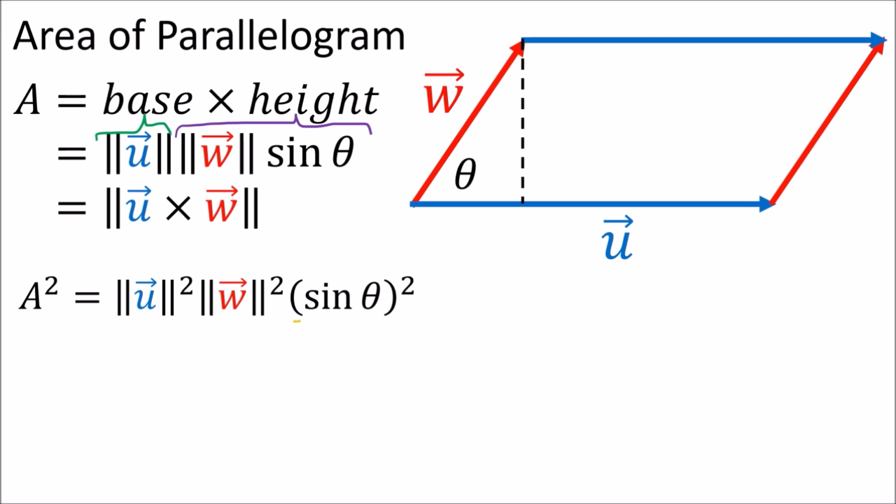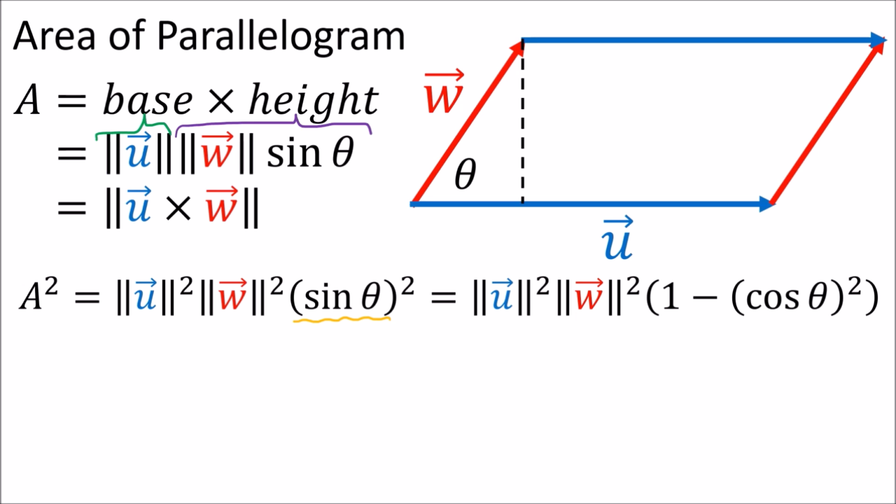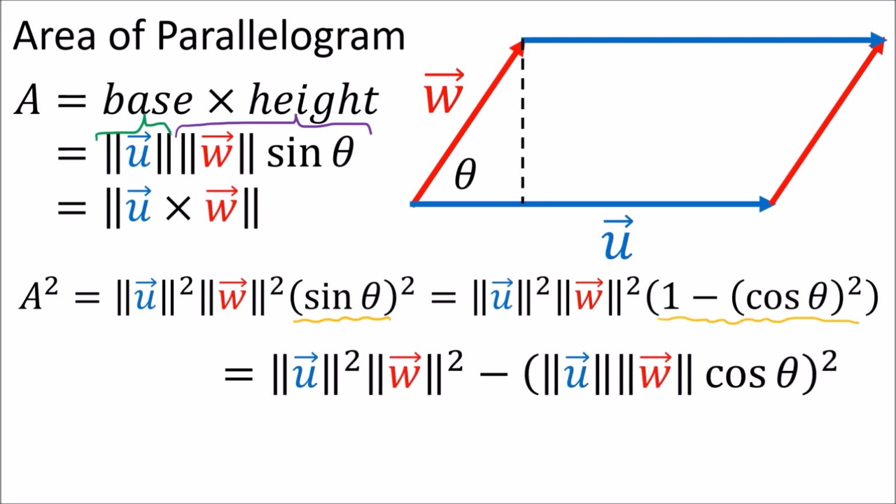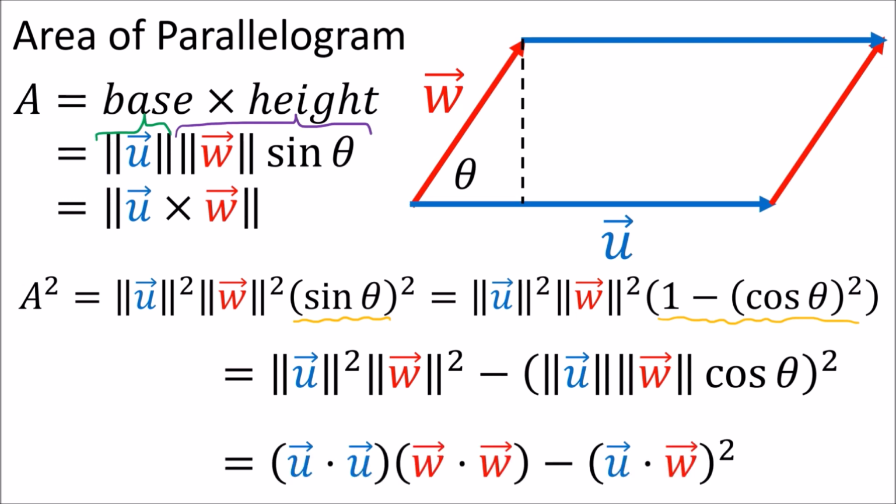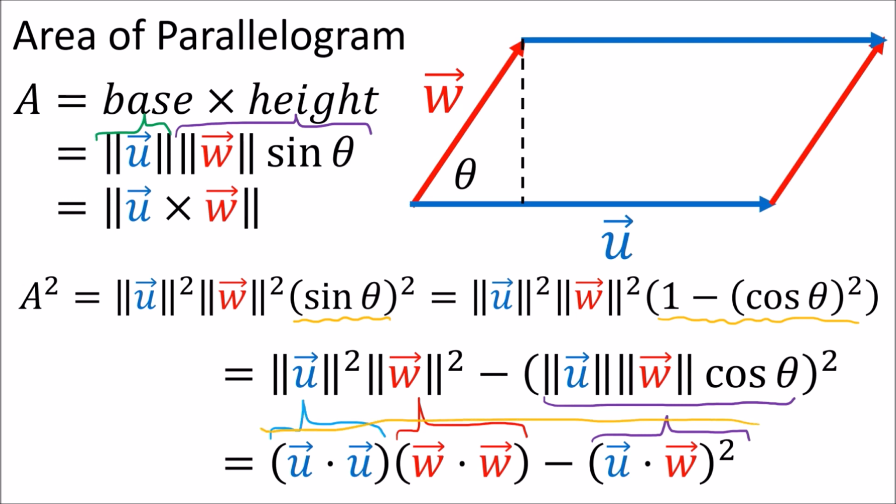But as we know, sine squared is also equal to 1 minus cosine squared. And expanding it, we get these two terms. Now the magnitude of U squared is just U dot U, and the magnitude of W squared is just W dot W. And this entire term with the cosine is just equal to U dot W all squared, by the well-known dot product formula involving cosine. So this formula here is really the square of the area of the parallelogram spanned by U and W.